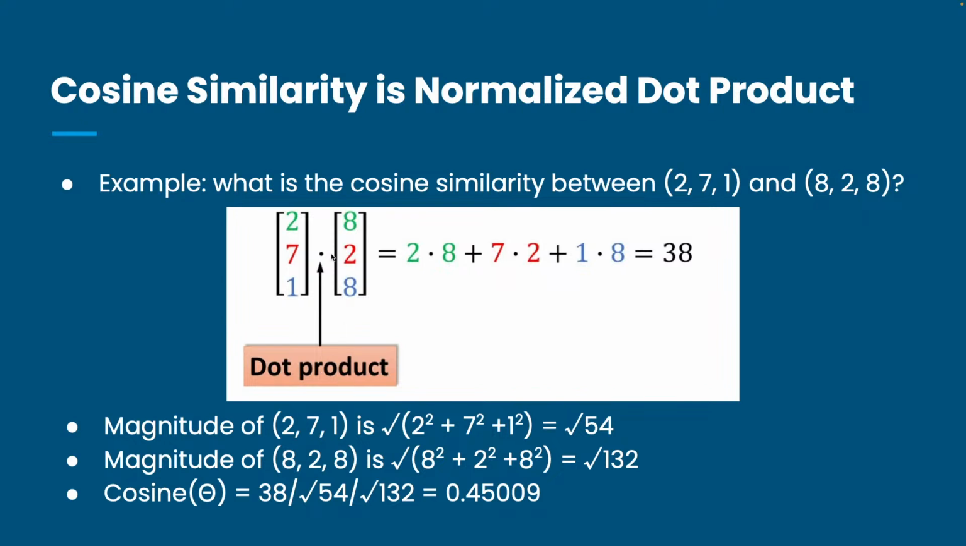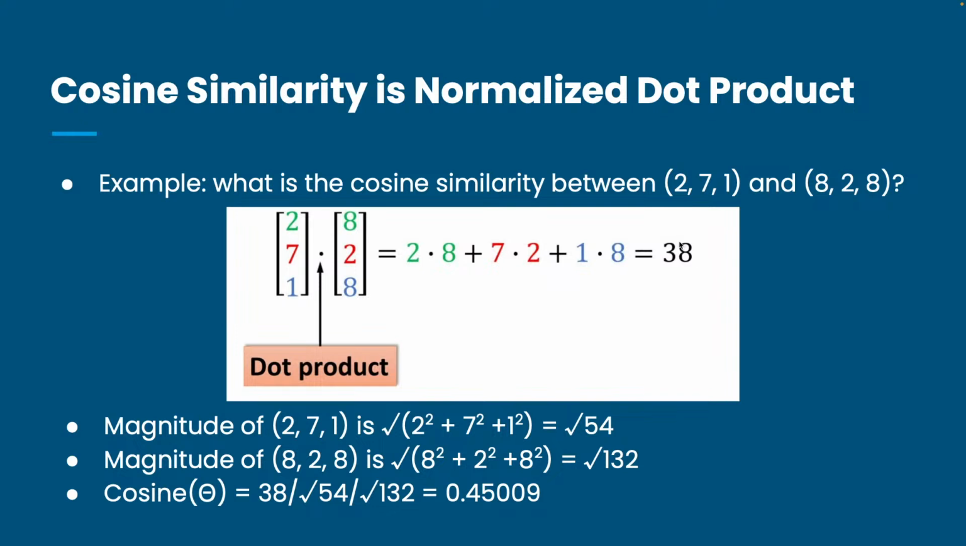What is a dot product? The dot product means you take the first two values and multiply them, take the second two values and multiply them, take the next two values and multiply them, and add those all up. So you do element-wise multiplication, and then add up your results. So you have 2 times 8 plus 7 times 2 plus 1 times 8, and you get 38.